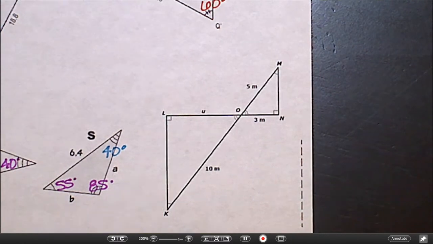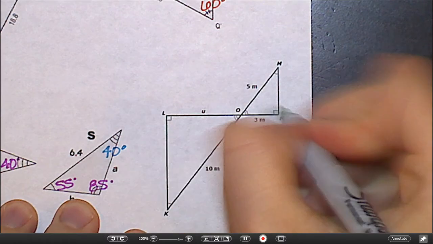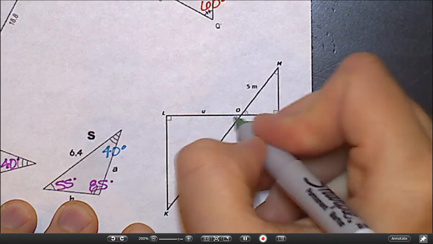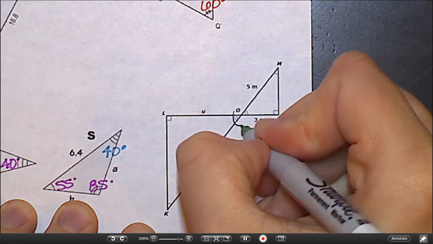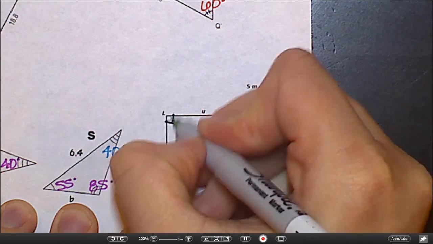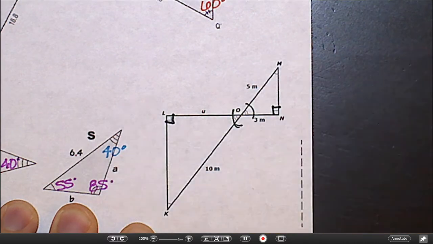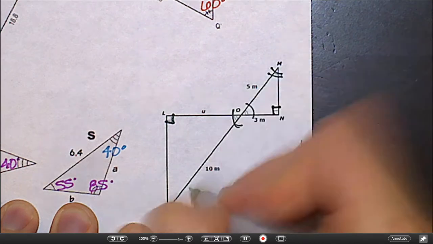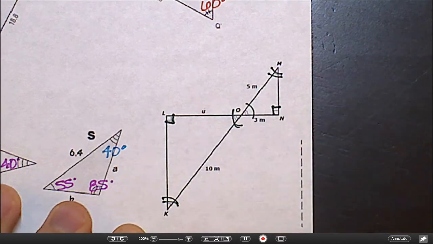Okay. So, on this one, we have to figure out which angles go together. The ones that are touching are going to go together, so those two go together. Our right angles are, of course, corresponding, and then the other angles are going to go together as well.